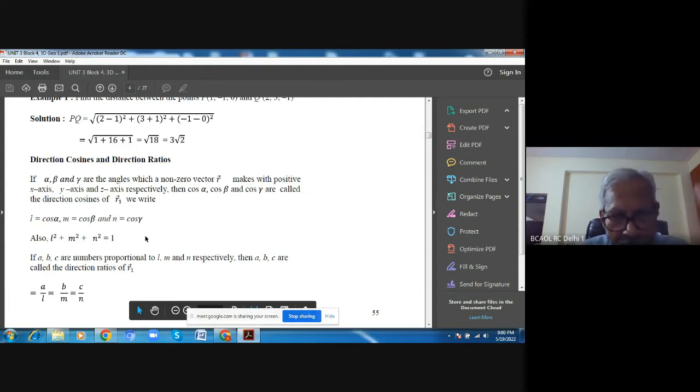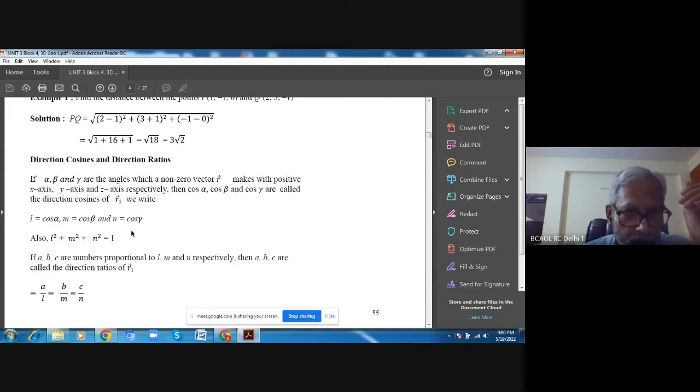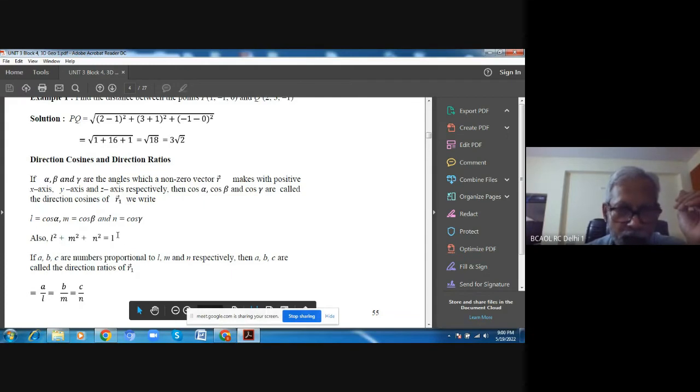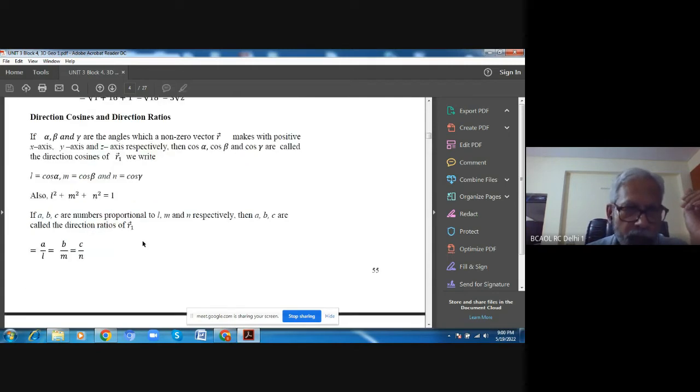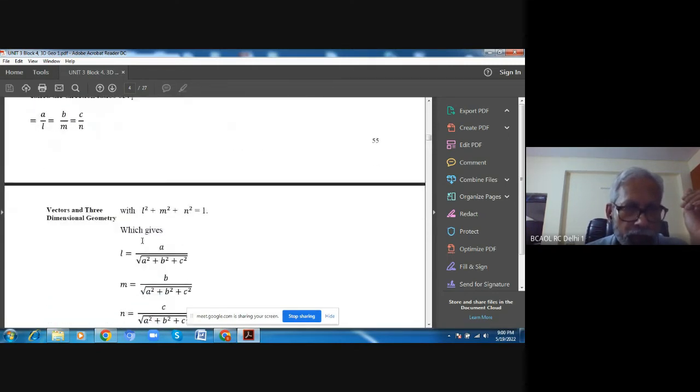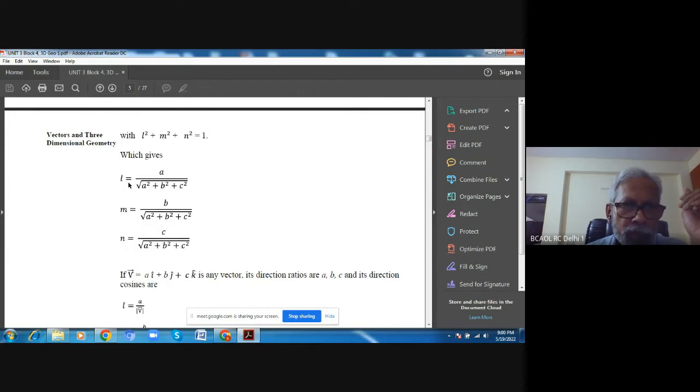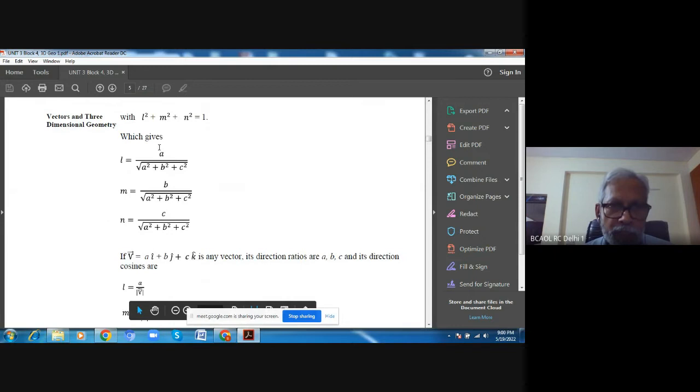Maybe I have discussed this in my previous slides. Finally, you see there is a one that has come: l square plus m square plus n square is equal to 1. You have to remember this, and highlight it as well. This is the situation where the result comes to 1. Then l, m, n, these three are also very important. You have to remember this.